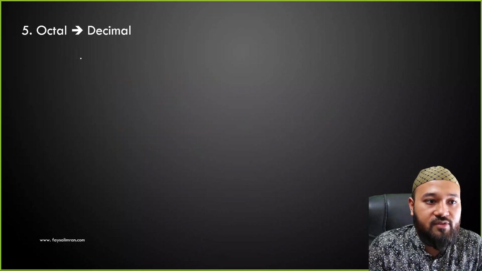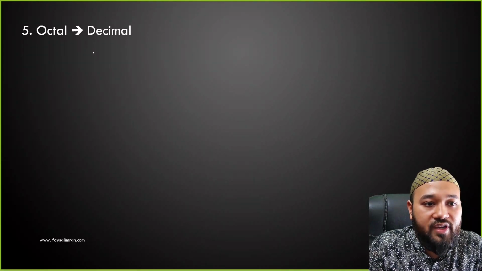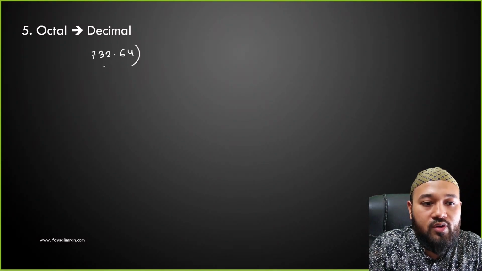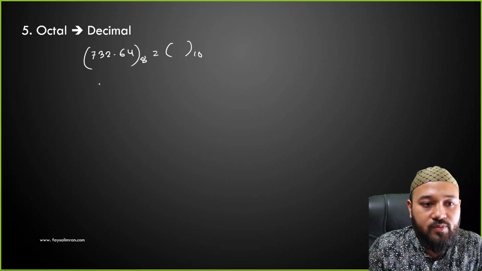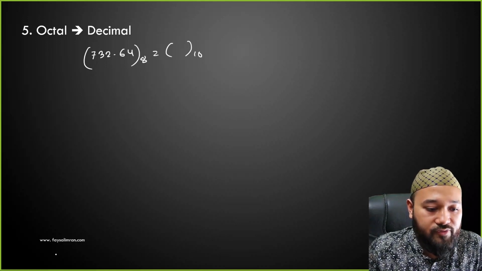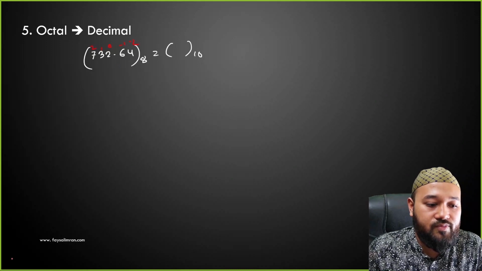So also, rule number 5, octal to decimal. We do the same things. So here is an octal number. I write 732.64. This is the octal number. We have to convert it to the decimal system. So for 732, we make the powers 0, 1, 2, and for the fractional part minus 1, minus 2.